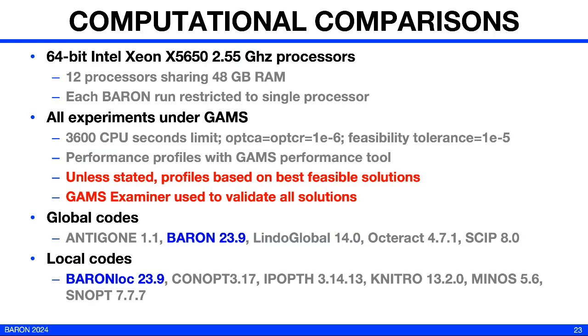Then we perform the comparisons between the local solvers and global solvers on the collected models. Here we perform the experiments in the same environment with the same global optimality tolerance and feasibility tolerance. We also use 1 hour as the time limit. And we perform all the experiments on the GAMS platform, because GAMS has an examiner that can examine the feasibility or optimality of our final solution.